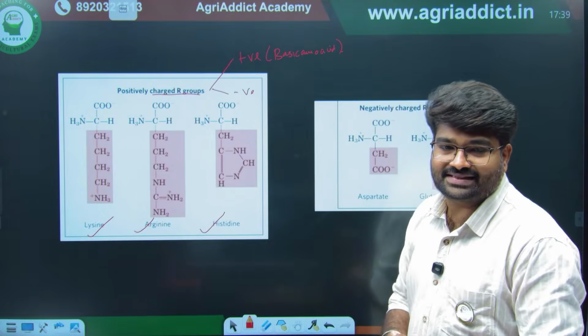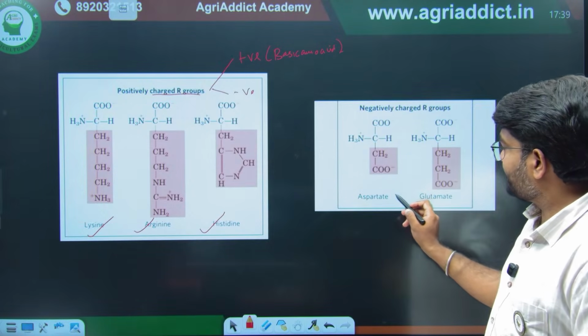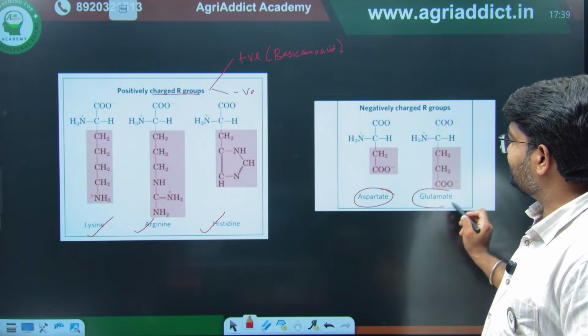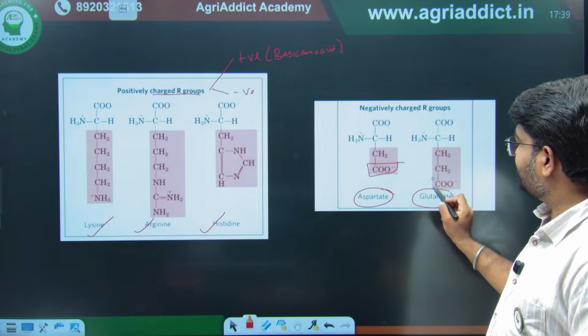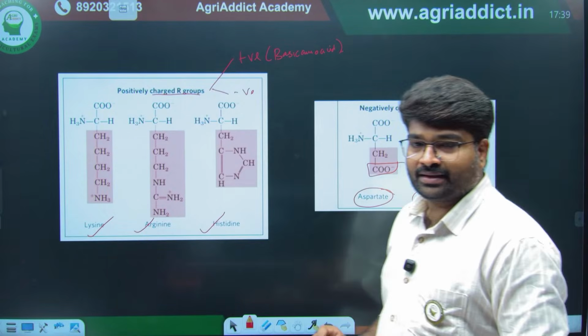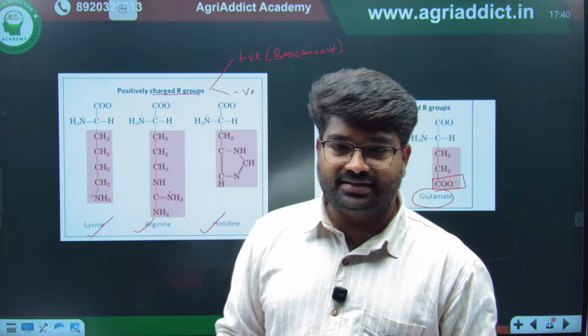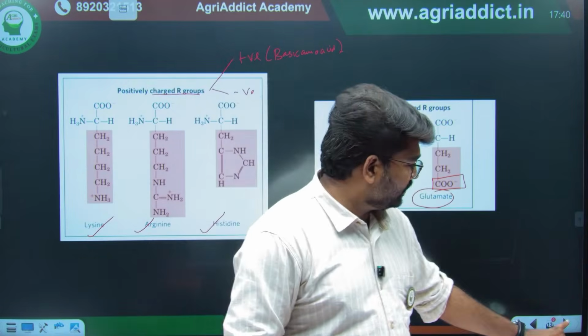Then what is meant by acidic amino acid? Aspartic acid and glutamic acid are examples of acidic amino acids. They will have a negative charge in their R group. This is also another important thing you have to remember.